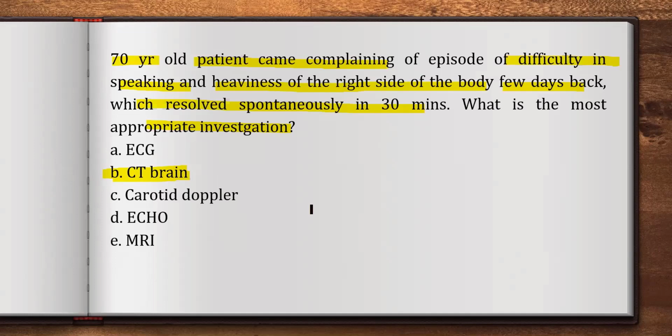After CT brain, usually two other investigations come. One is carotid Doppler, another is echocardiogram. Usually we'll start with carotid Doppler if it's a case of amaurosis fugax, because that's more likely to cause it. If it's an atrial fibrillation patient having a TIA, we'll go for echo first. So it depends on what type of patient it is.